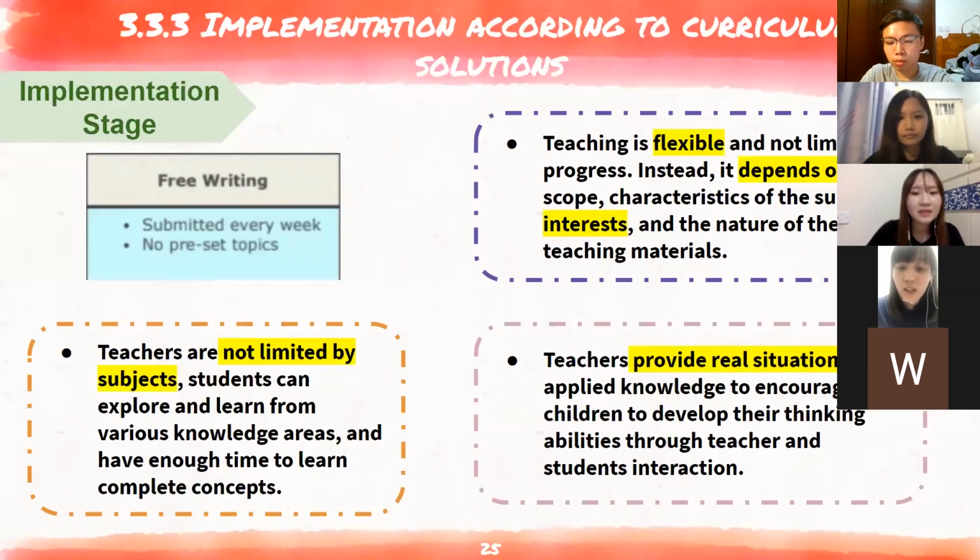For implementation according to curriculum solution, teaching is flexible and not limited by progress. Teachers are not limited by subjects. Students can explore and learn from various language areas and have enough time to learn complete concepts. Instead, it depends on the scope, characteristics of the subject, interest, and the nature of teaching materials. Also, providing real situations of applied knowledge encourages children to develop their thinking abilities through teacher and student interaction.